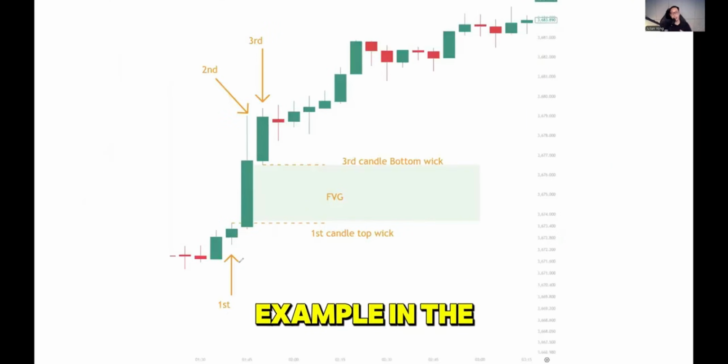So let me show you an example in the chart. Right here, you can see that this is the first candle. We want to mark the top wick of the first candle. And this is the second candle. This is the third candle. We want to mark the bottom wick of the third candle. Anything that is in between right here, this is what we call the fair value gap.